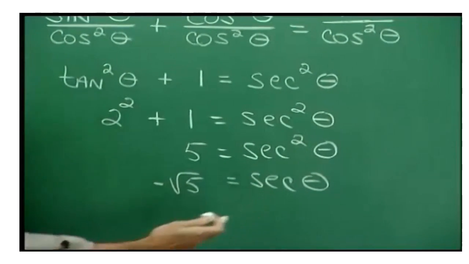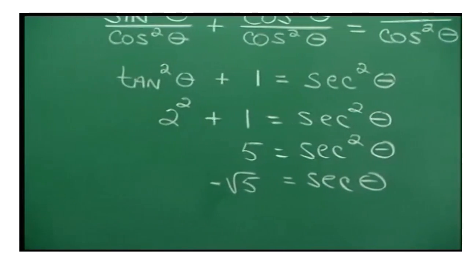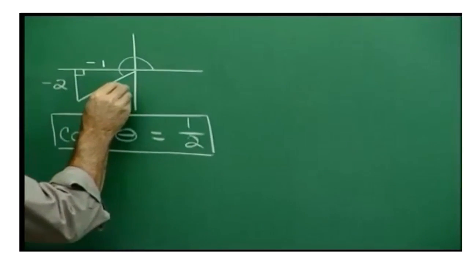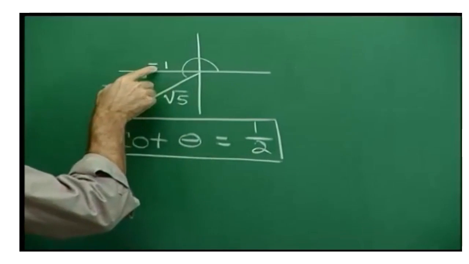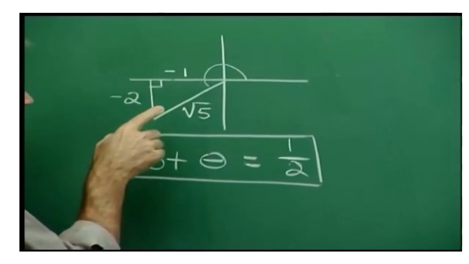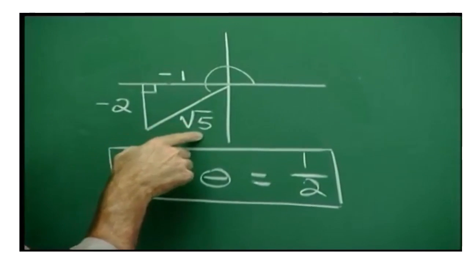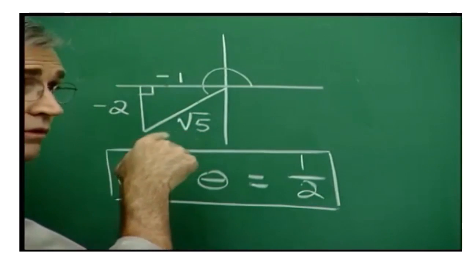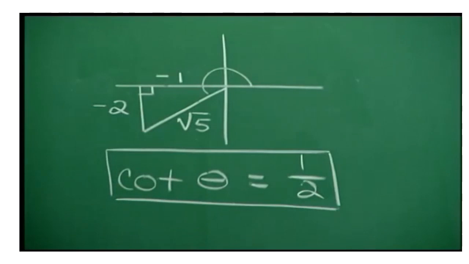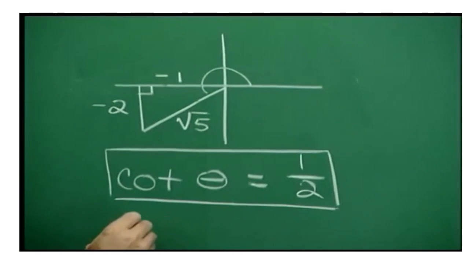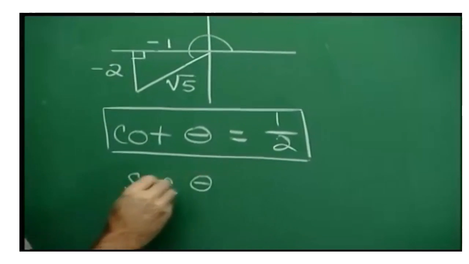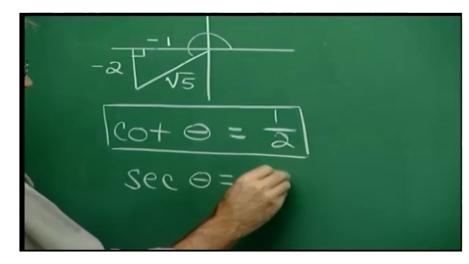Now, let's come back over here. Secant is negative root 5. That means that the hypotenuse here is the square root of 5, and this adjacent side is negative 1. So when we think of secant theta, it's the square root of 5 over negative 1, which is the negative square root of 5, which is what we found over here. Okay, so let me write that down. I'm going to just transpose it over here. So secant theta is negative root 5.